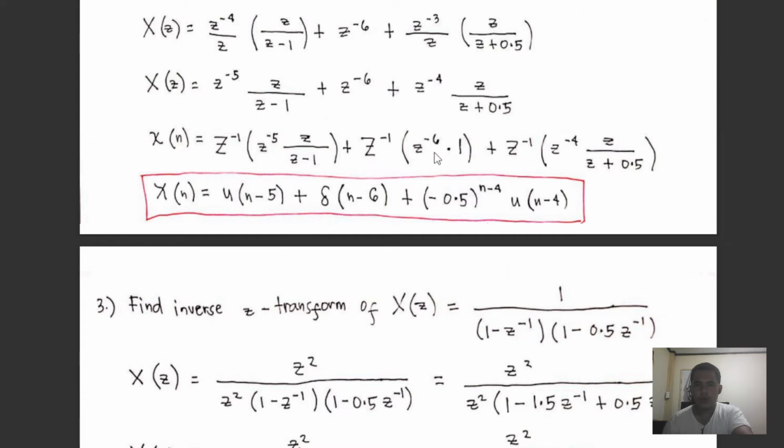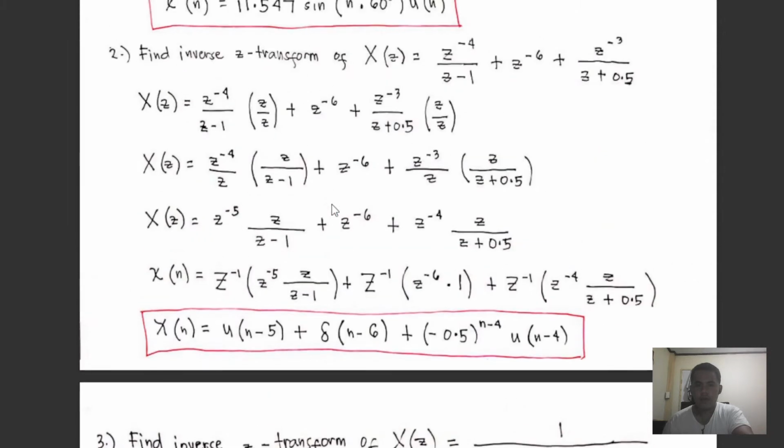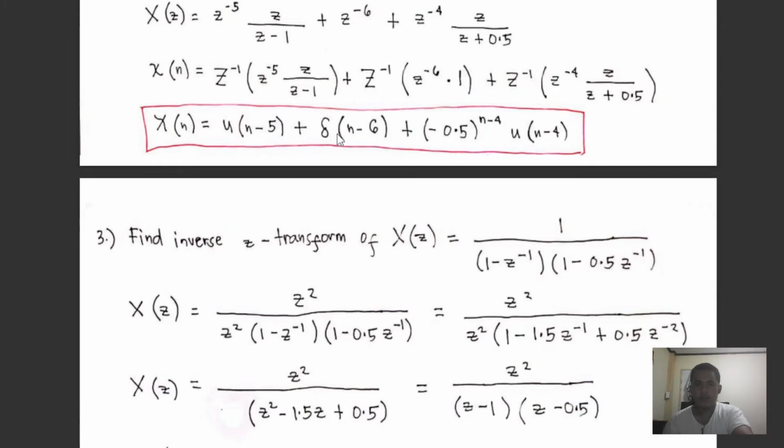This is also in the time shift property, which is the delta of n minus 6. This is also in the time shift property, which is equal to negative 0.5 raised to the power of n minus 4, u[n minus 4]. So this is the inverse Z transform of this following system.